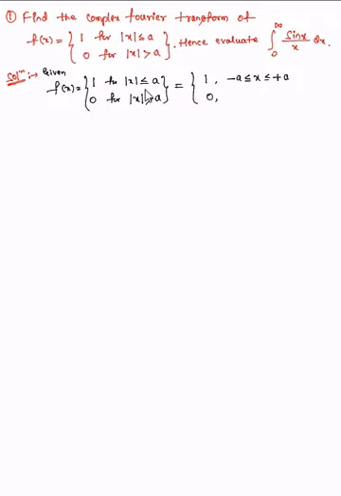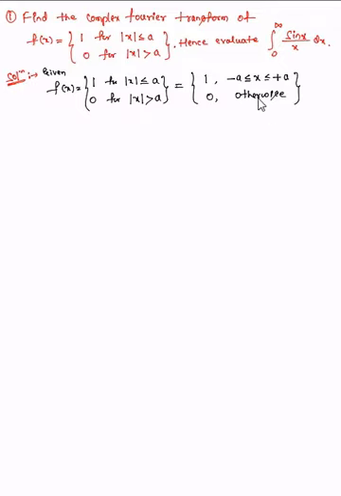Mod x greater than a means only in this interval the functional value is 1 and in all other cases it is 0. So I'll write 0 otherwise. So we can rewrite this function as 1 when mod x less than or equal to a, meaning minus a to plus a, and 0 in all other cases. So let us rewrite the function like this.